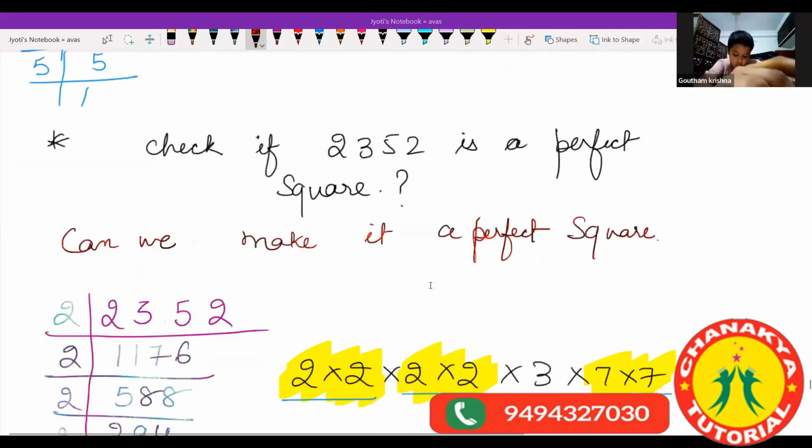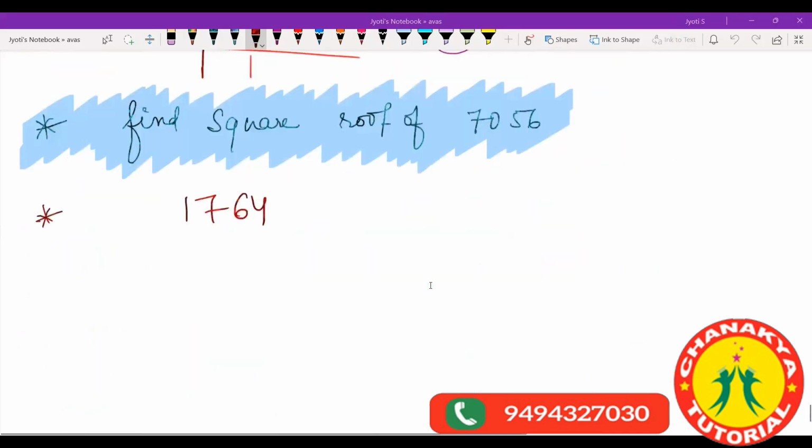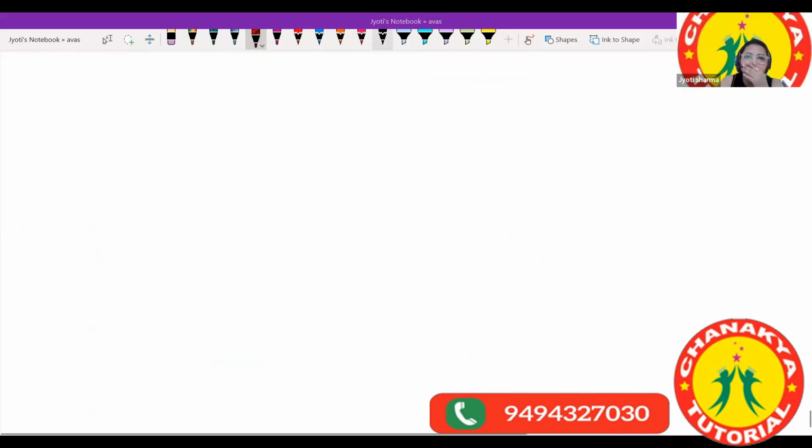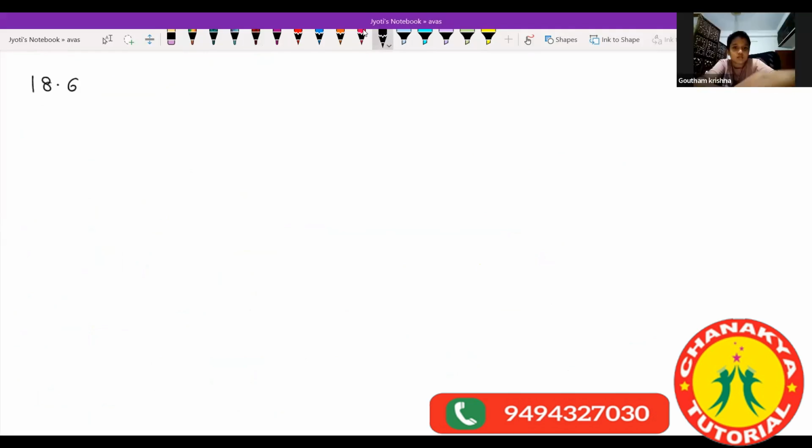Prime factorization, right? Now let's learn something else today. So let me write today's date, which is 18.